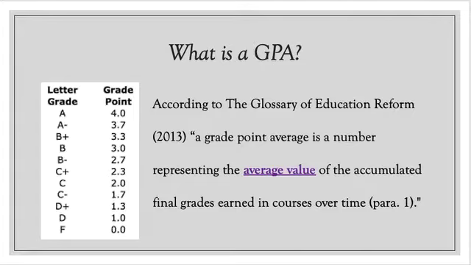So by definition, a GPA is a number that represents the average value, right? An average is when you add things up and you divide by the number of things, of accumulated final grades earned in courses over time. So at Zayed University, we use a scale like the one you see on your screen, from 0 to 4. However, some GPA scales go up to 8 or 9, depending on the country of origin.